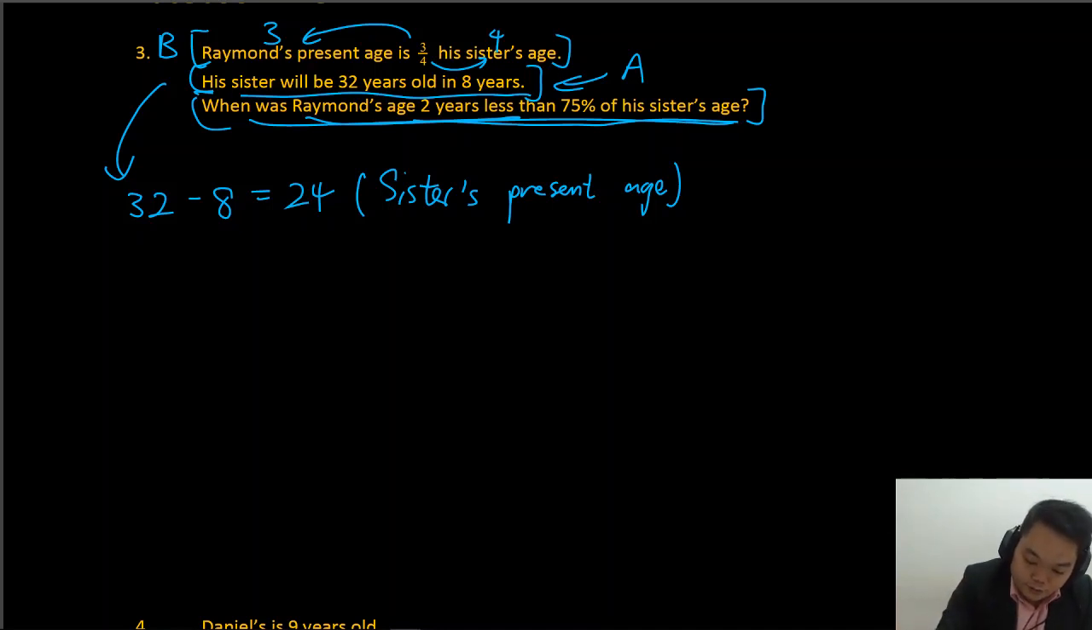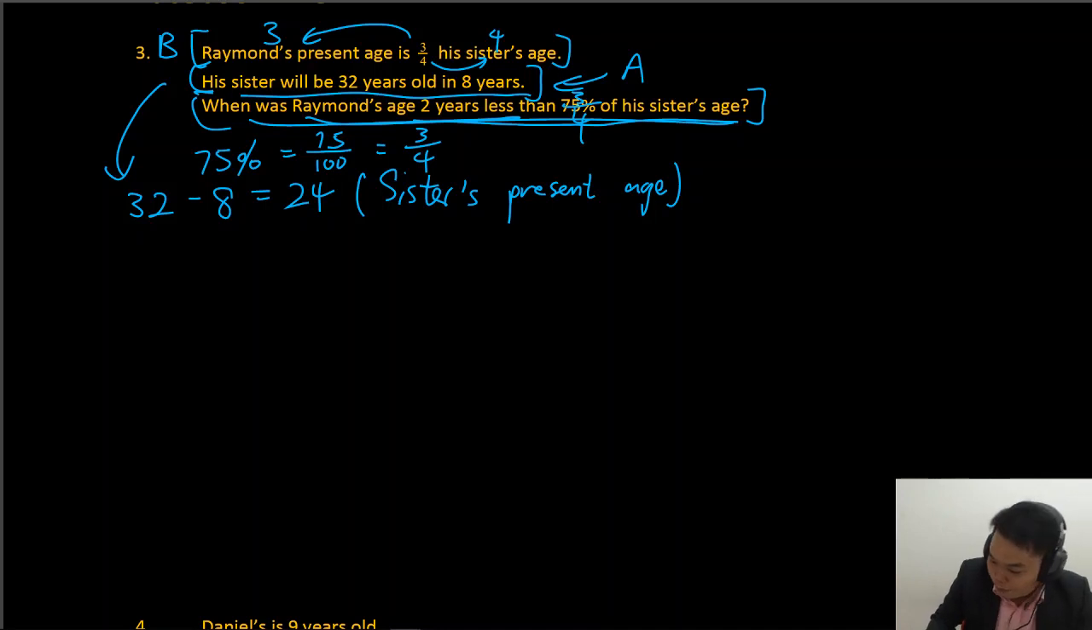Then over here, 75% can be changed into a fraction. This would represent 75 small blocks out of a total of 100. Then this can be changed into 3 out of 4. Okay? Do the decimal working.